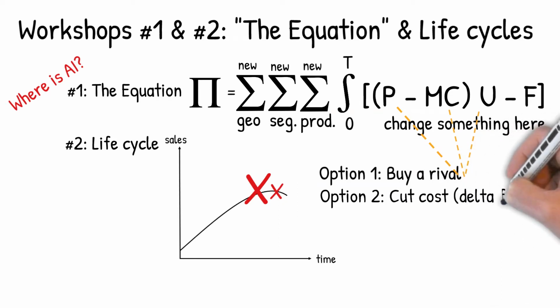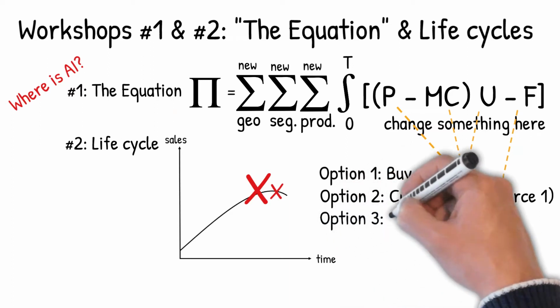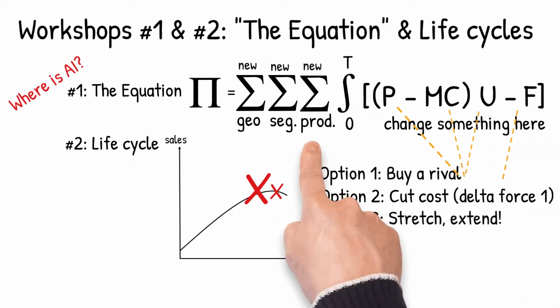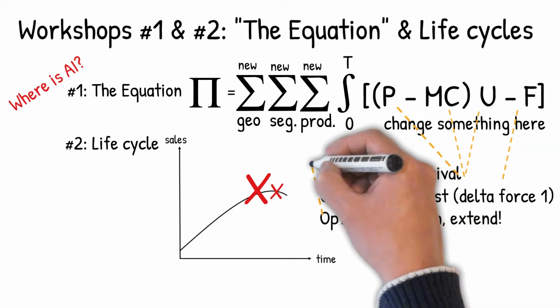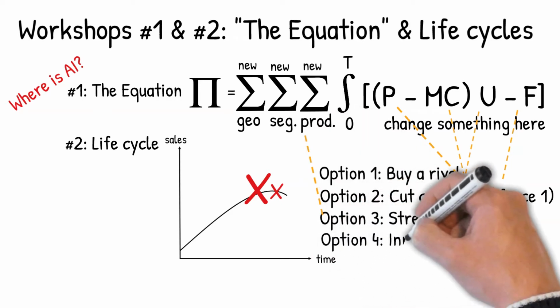Another thing you can do is simply drop F, cost cutting. Now, to make it more palatable, often people will call this a Delta Force 1 project. Artificial intelligence can help you drive down those fixed cost structures. The third option is maybe stretch your current product or extend it. This is what Toyota did, for example, by launching Lexus, using your company as a platform to launch another life cycle in another product area.